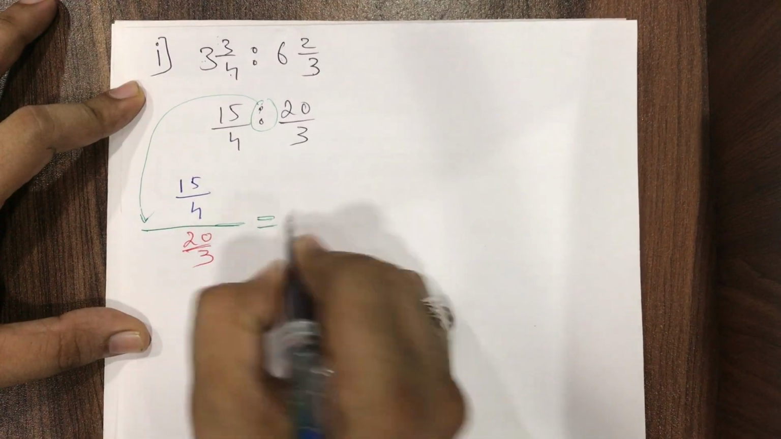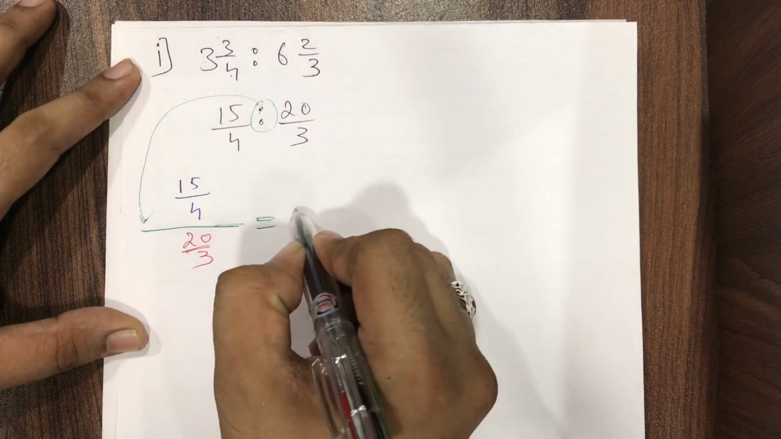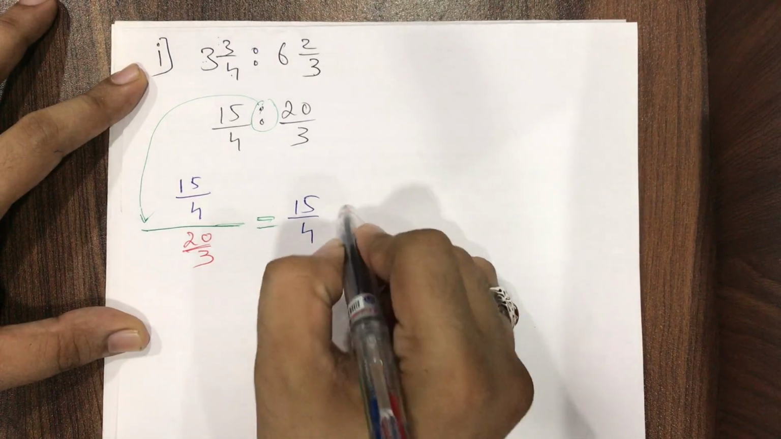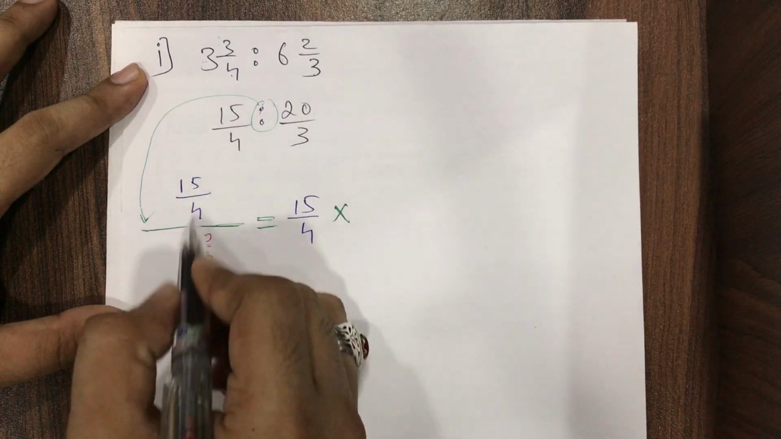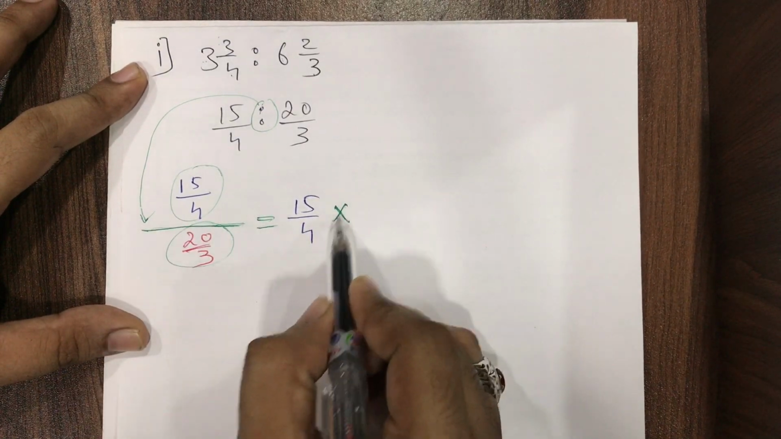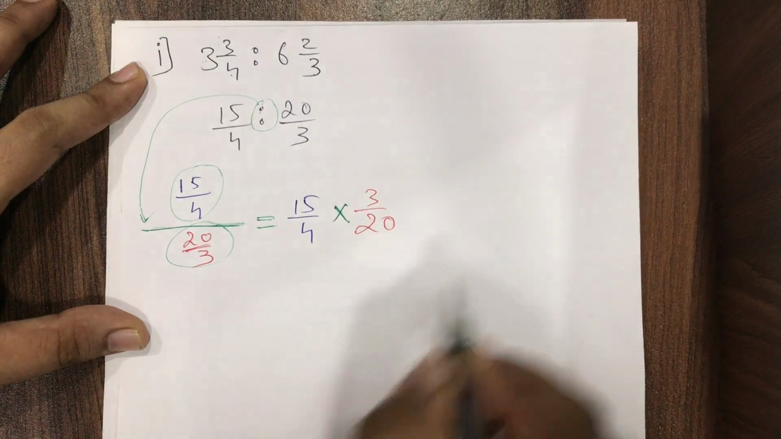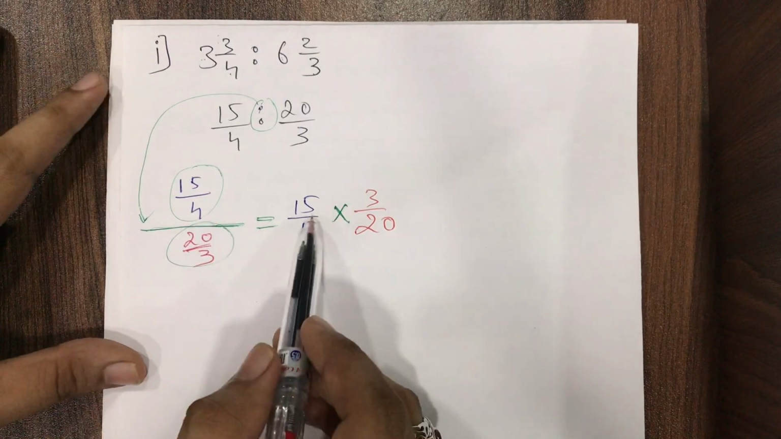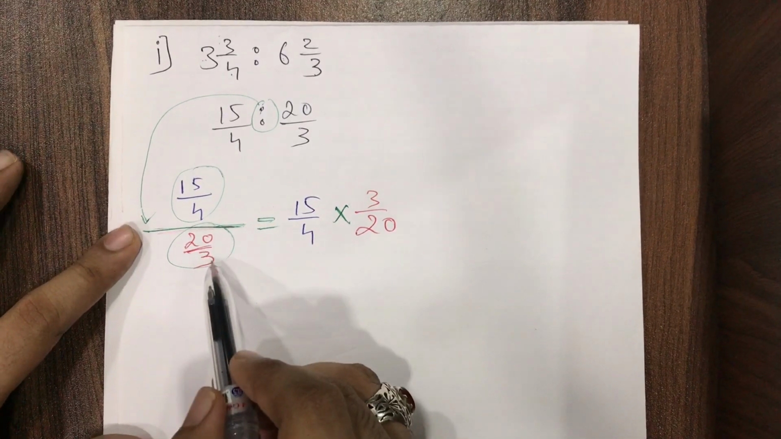Okay, students, now what to do? We have already completed this in the first lecture. So 15 upon 4, I'll write as it is. Now pay attention: at the place of this division, I'll write multiplication. Why am I doing this? Because I have a ratio of two fractions. That's the reason I'm using this method. At the place of this fraction, I'm putting multiplication, and 20 upon 3 can be written as 3 upon 20. Understanding? Whenever we have a ratio of two fractions, copy the first one as it is, put multiplication in place of the division, and 20 upon 3 will be reciprocated as 3 upon 20.